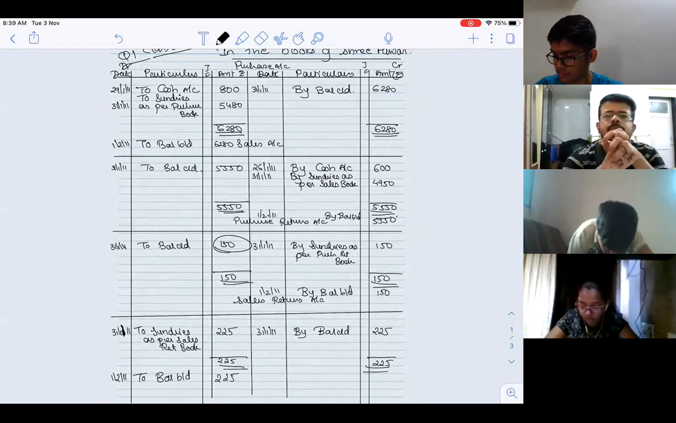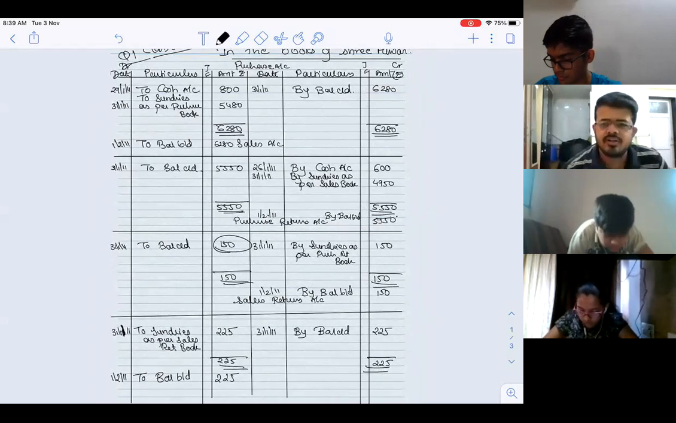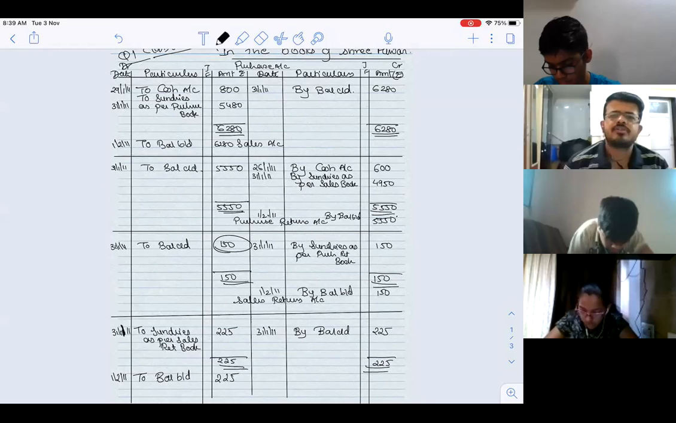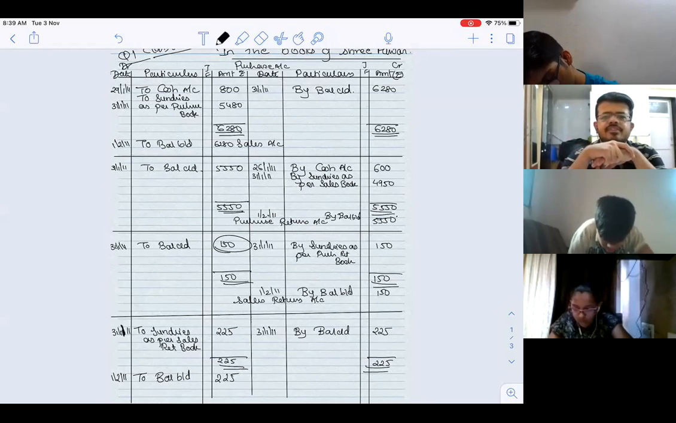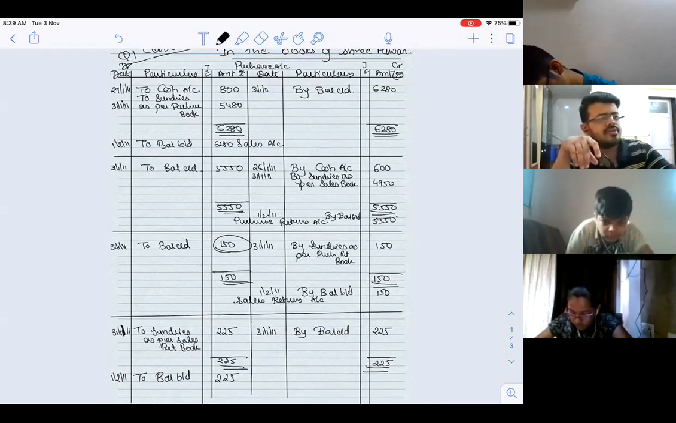Totals का date होगा आपका last date of the month. Okay? And purchase है तो to sundries, sales है तो by sundries. Purchase return है तो by sundries, sales return है तो to sundries. Is that clear?